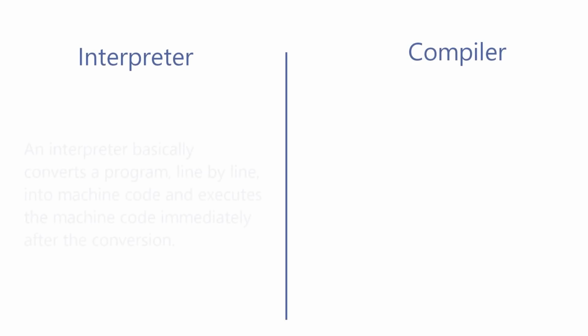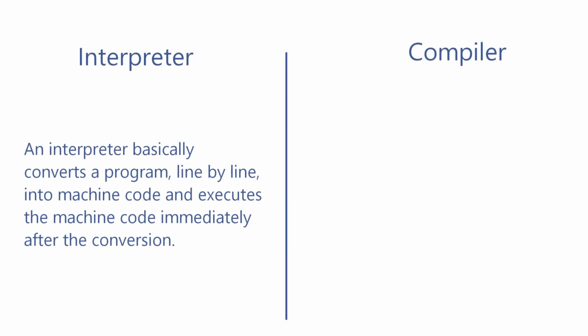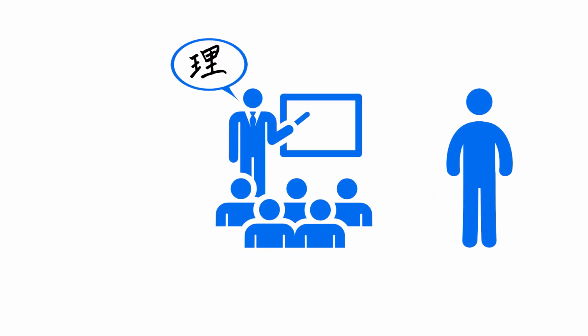An interpreter basically converts a program line by line into machine code and executes the machine code immediately after the conversion. That means the person hired by the teacher to translate the lecture converts the lecture line by line and doesn't wait for the entire lecture to finish. This process is tiresome and long because every time the teacher is to lecture the students, the translator will have to translate the lecture line by line yet again.